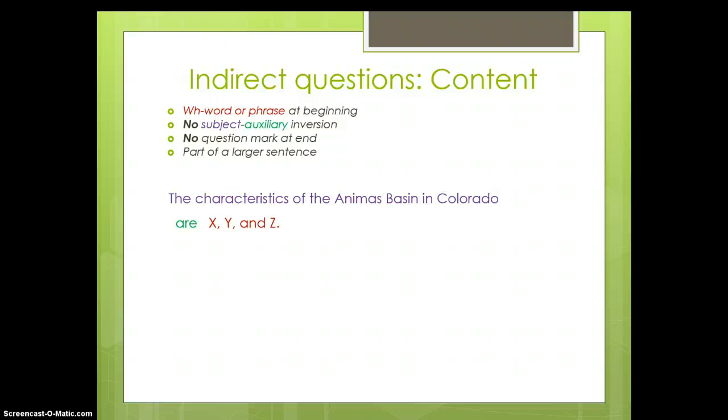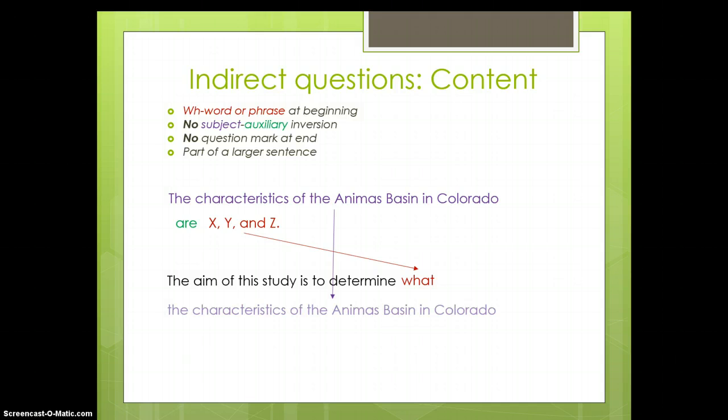Let's try one more with a form of to be. This one has are, so the characteristics of the Animas Basin in Colorado are X, Y, and Z. Larger sentence, the aim of this study is to determine. WH word or phrase, so X, Y, and Z, that'll become what. Subject, bring that down next, the characteristics of the Animas Basin in Colorado. And finally, our auxiliary, or in this case it's the main verb to be, are.